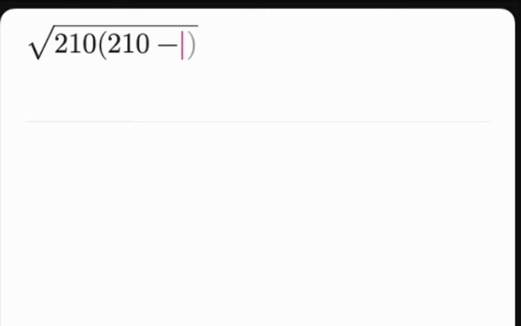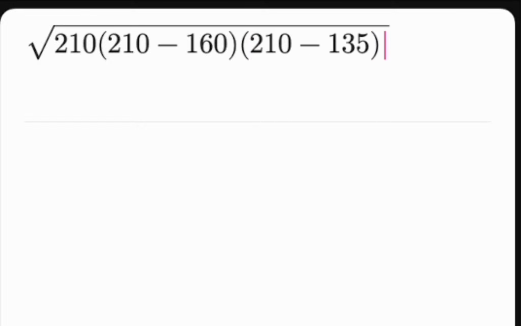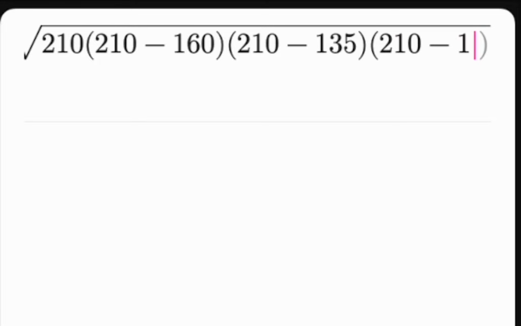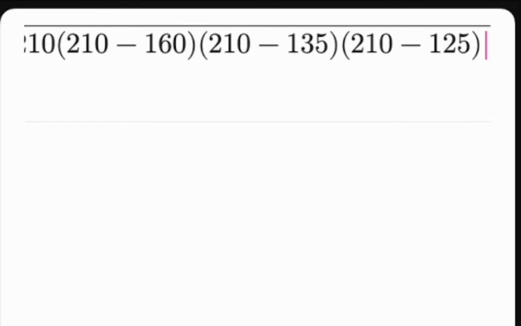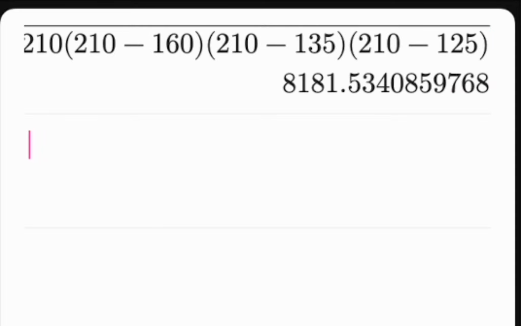Our calculator, we're going to just type everything in. So we have the square root of 210, and then we are multiplying in parentheses, right? 210 minus 160, we're closing those parentheses, and then we have parentheses again with 210 minus 135, and then we have another set of parentheses with 210 minus 125. We're closing that parentheses and we're hitting enter, and there's our area.